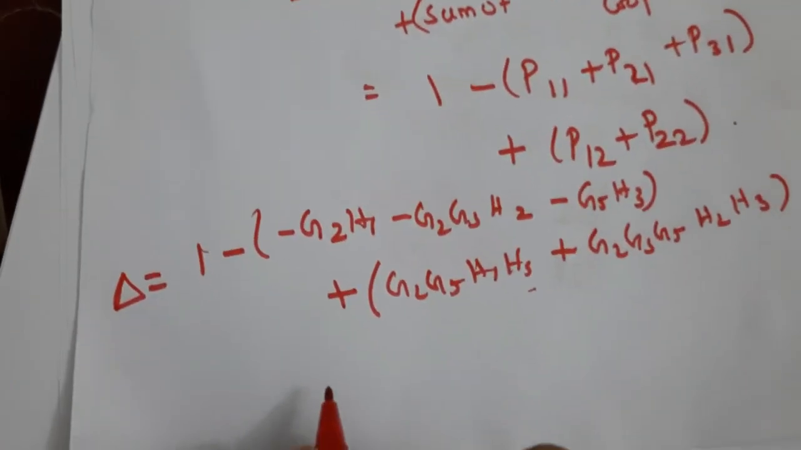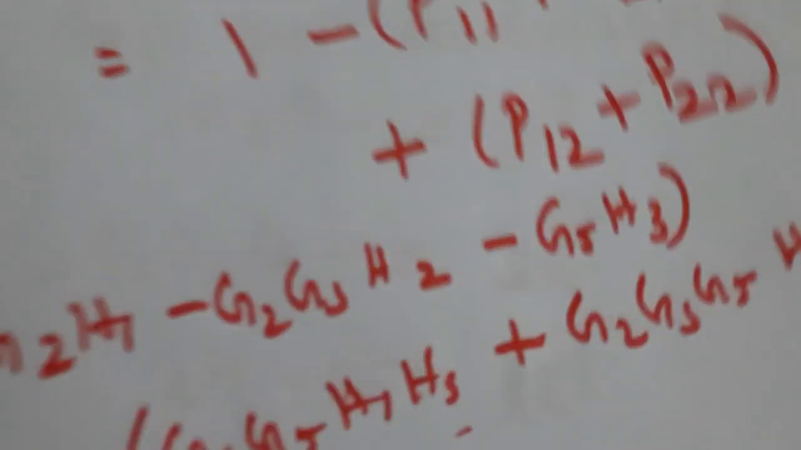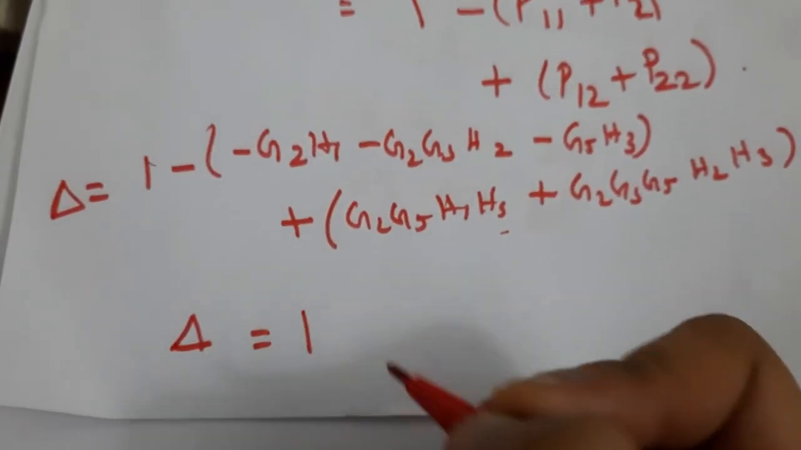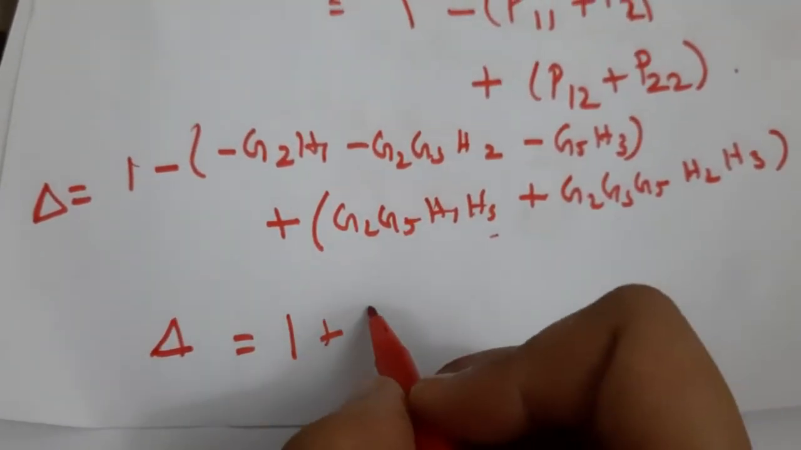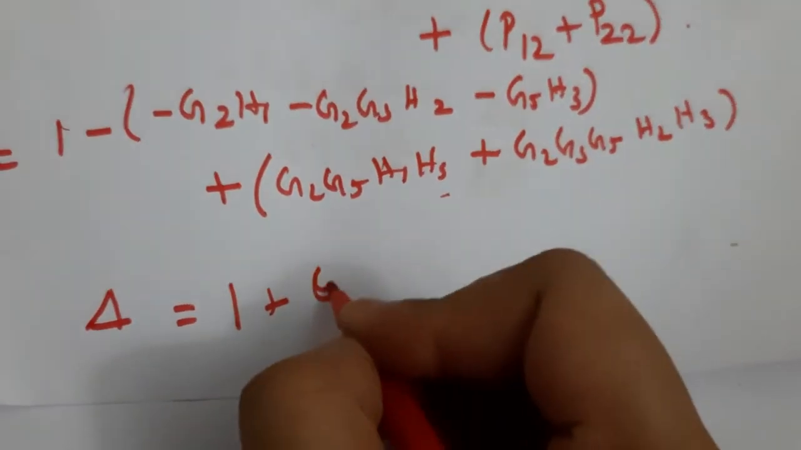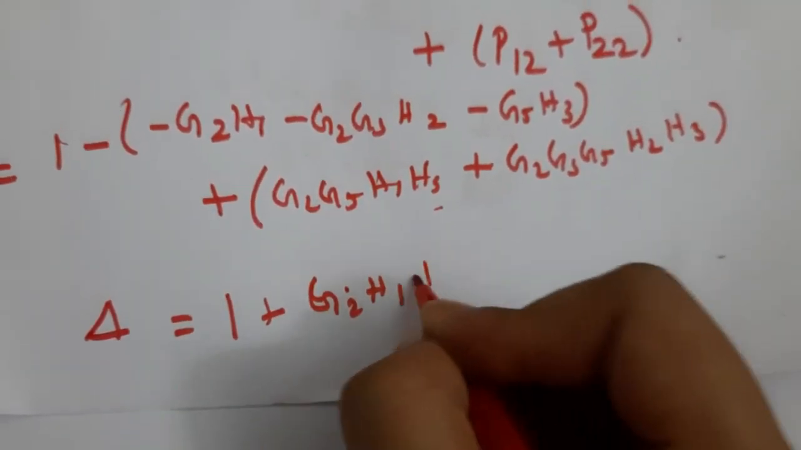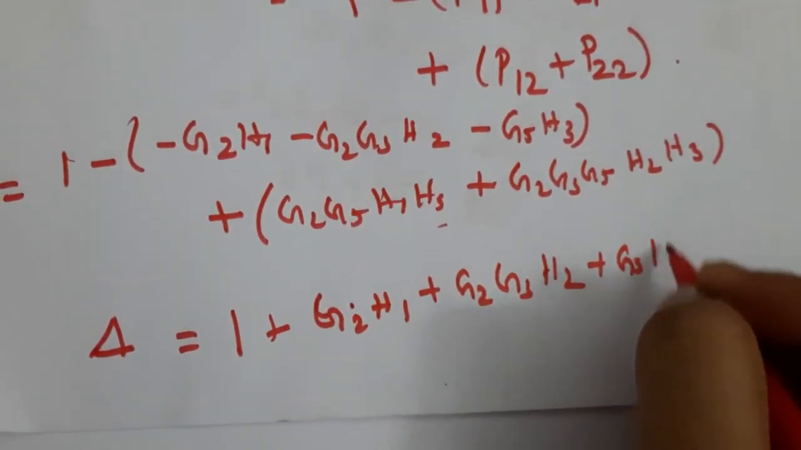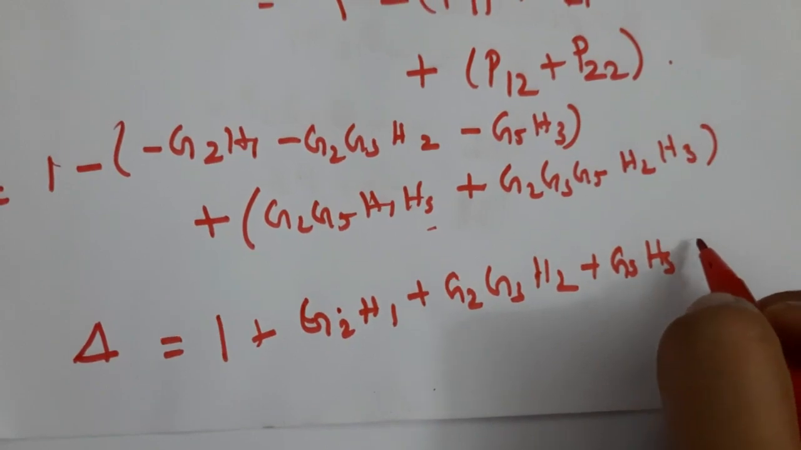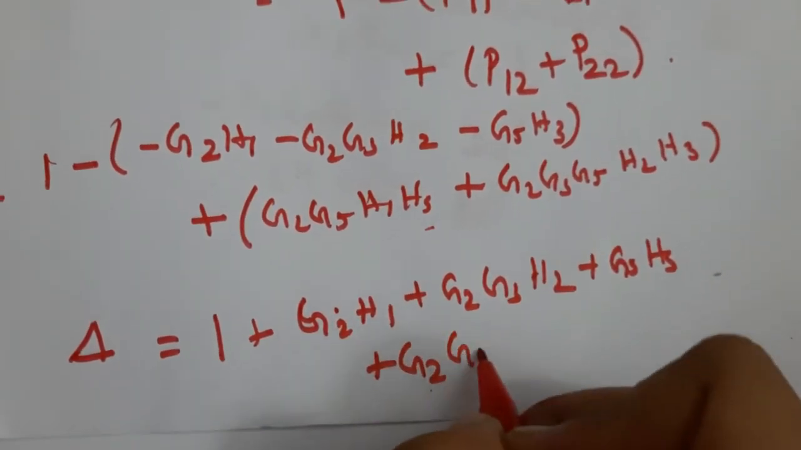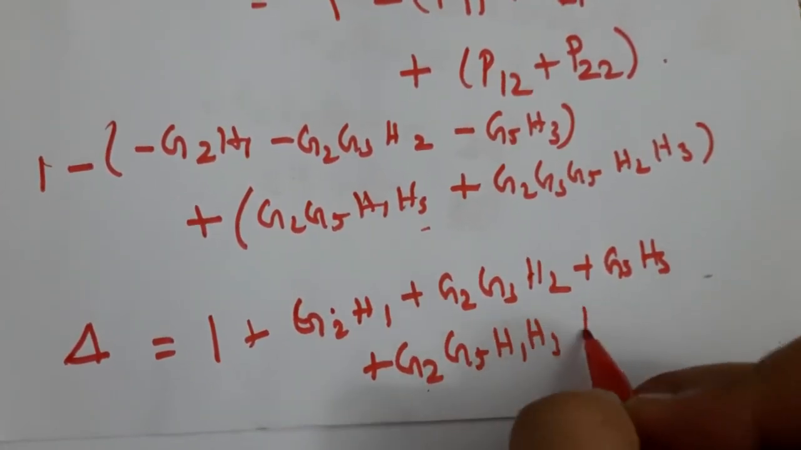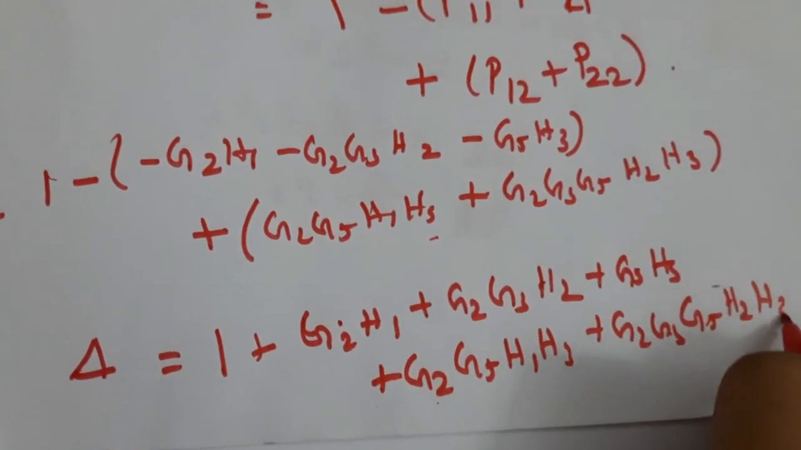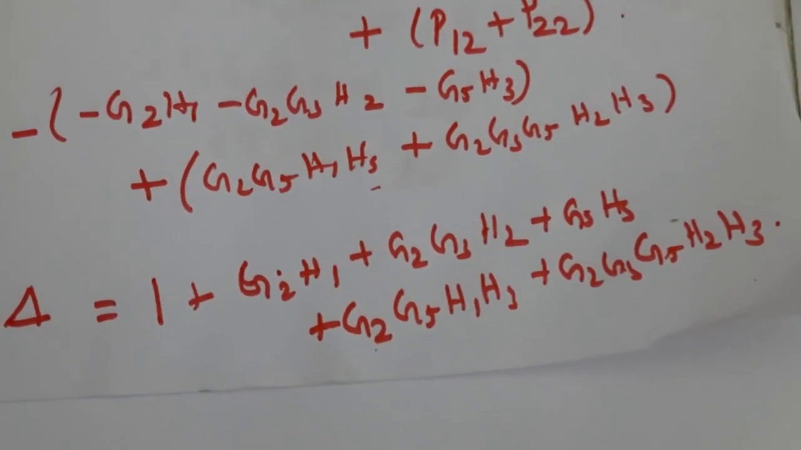Simplifying this, we will get del is equal to 1 plus G2 H1 plus G2 G3 H2 plus G5 H3 plus G2 G5 H1 H3 plus G2 G3 G5 H2 H3. So this is del.